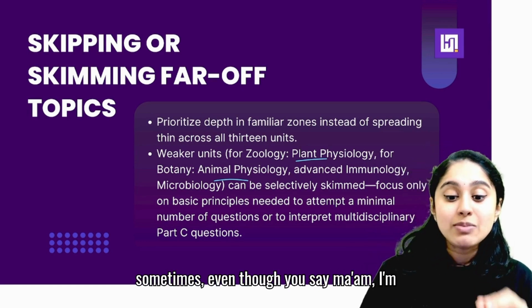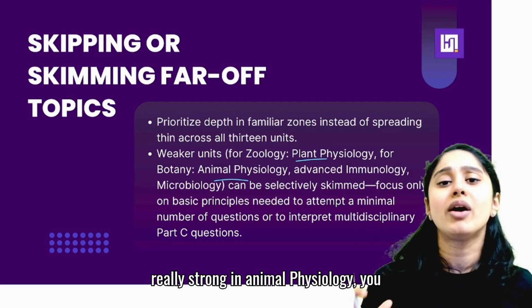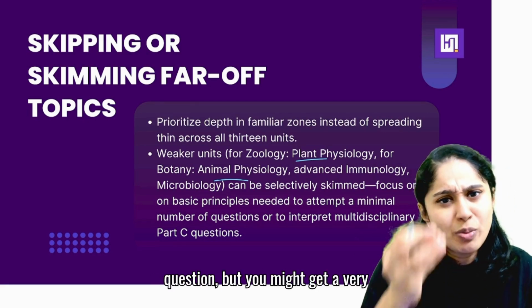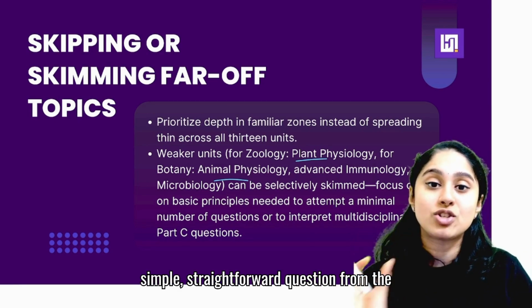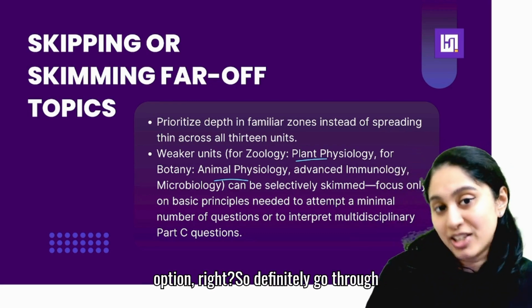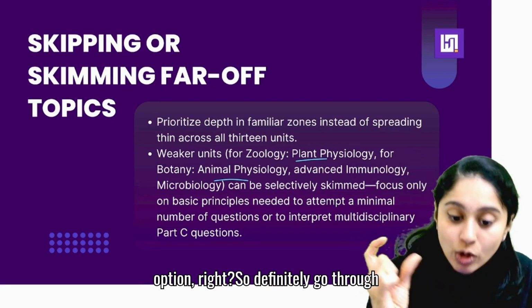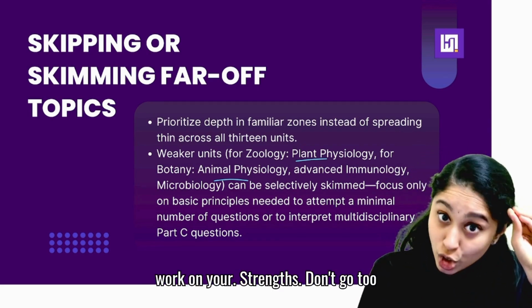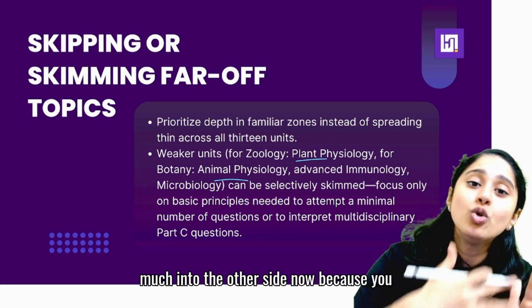Okay, now sometimes even though you say, ma'am, I'm really strong in animal physiology, you might get a very difficult and tough question, but you might get a very simple straightforward question from the plant physiology side. So choosing that would be a smarter option, right? So definitely go through basics, but at the same time work on your strengths. Don't go too much into the other side.